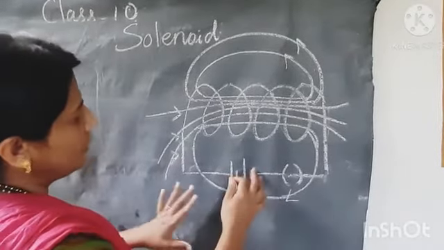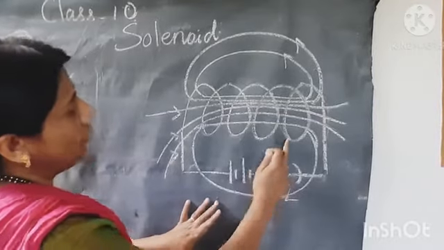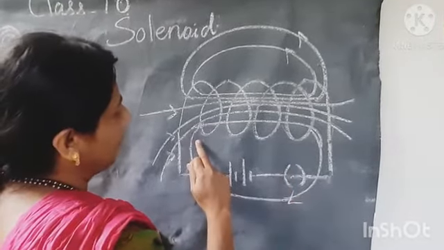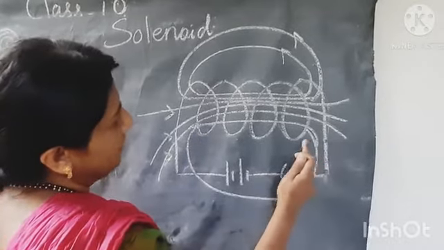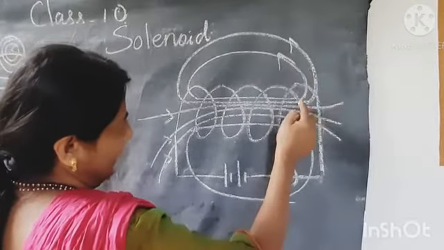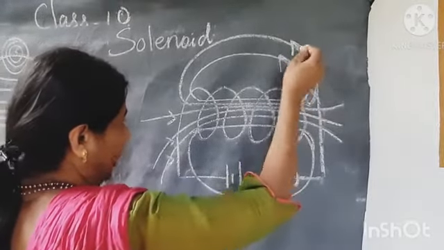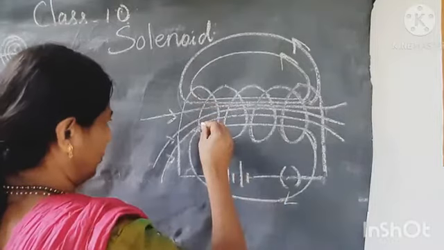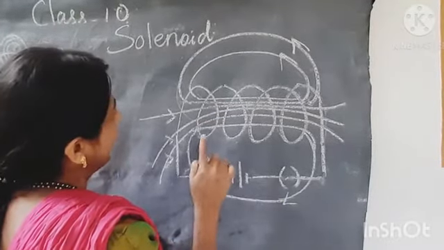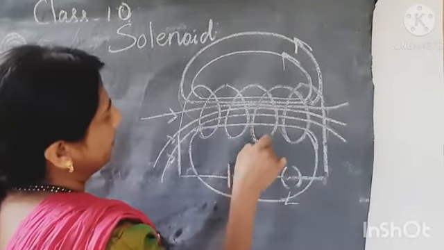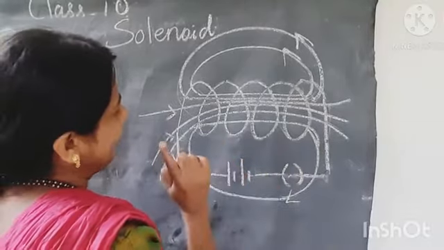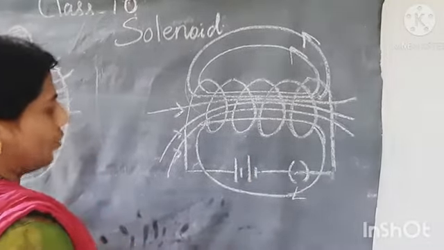Here also, if one pole of the solenoid acts as a north pole, the other pole will act as a south pole. For example, this is the north pole, so the magnetic field lines emerge from the north pole and merge at the south pole. This is a solenoid, a coil of many turns of insulated copper wire wound up in the form of a cylinder.